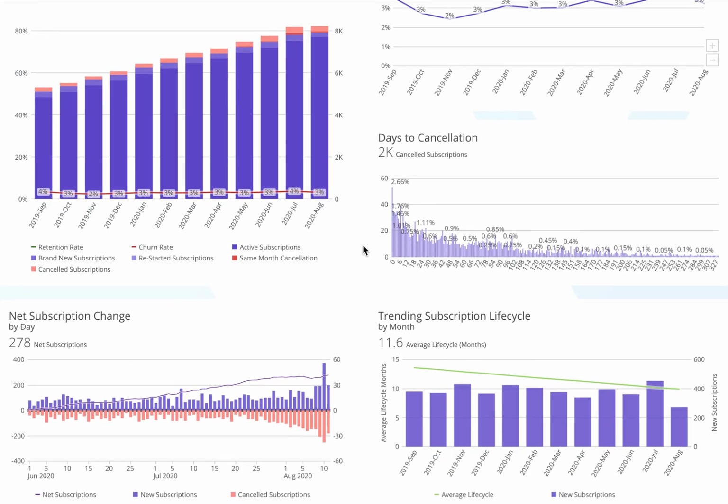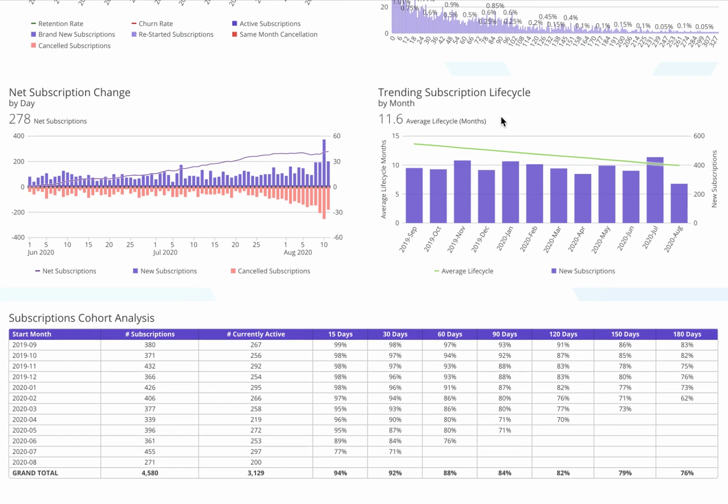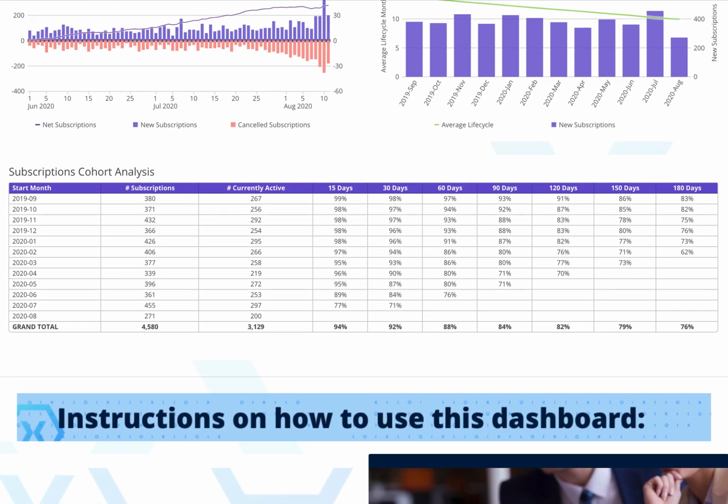And more importantly, we also show the number of days to cancellation. That way, you can see spikes or trends within your cancellation so you can improve your nurture and retargeting sequences to really specifically reduce churn. Finally, we've got cohort metrics around your subscriptions as well, so that you can see where people are dropping off and if you're improving your subscription retention over time.